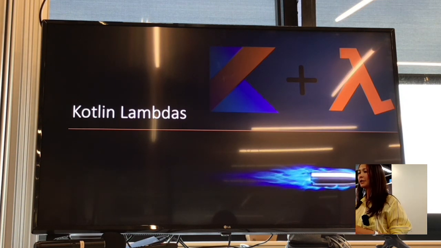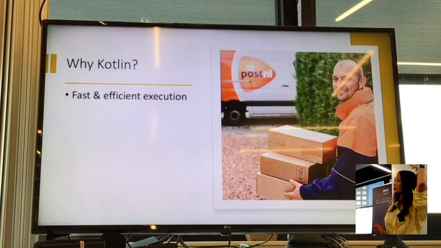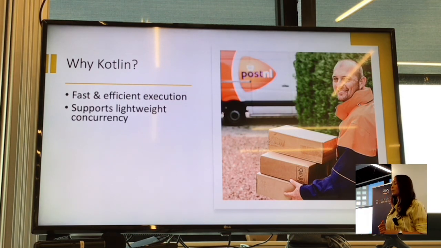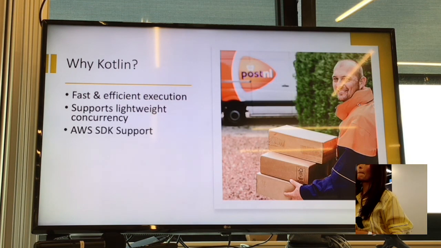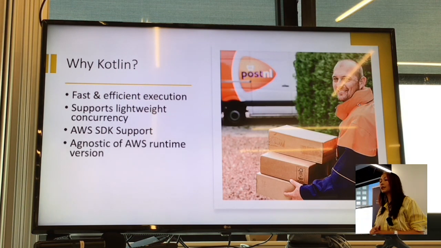So let's have a look at why we chose Kotlin. Well, firstly, we found that it has a really fast and efficient execution. And I'm coming to that now. So it supports lightweight concurrency. So instead of threads, you use coroutines, and that means that it will be a lot more lightweight and faster. It supports AWS SDK, so basically you can use the AWS SDK, which means your development time will be shorter. It's agnostic of AWS runtime. This is what I love about it as well.